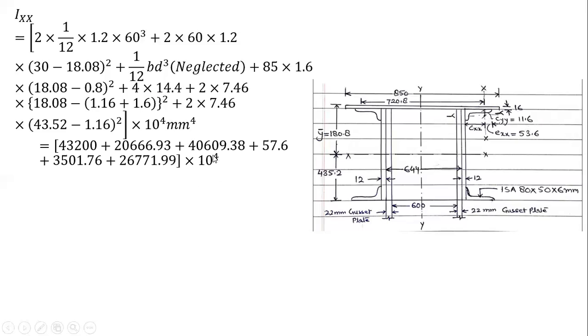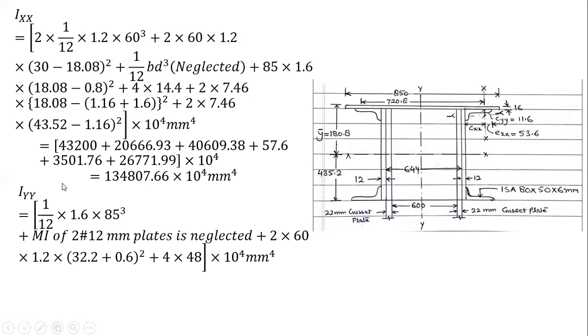So when you calculate all these things, this comes out to be Ixx in this case. Next, I have to calculate Iy, the moment of inertia about this y-axis. So again, 1 by 12. My B for the top plate is how much? 1.6, and D is 850 in this case. So it is 85 cube.